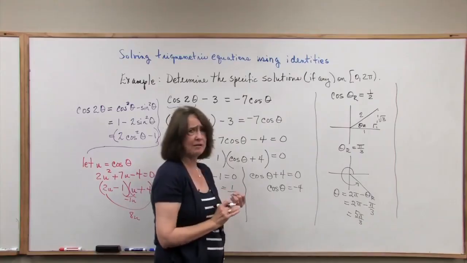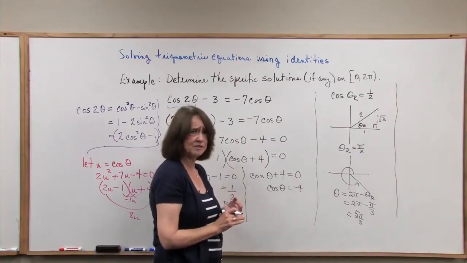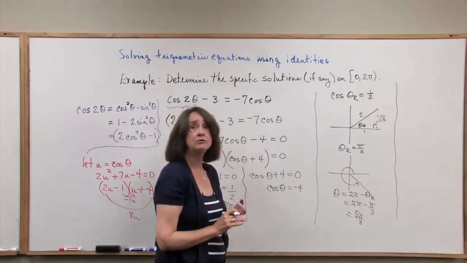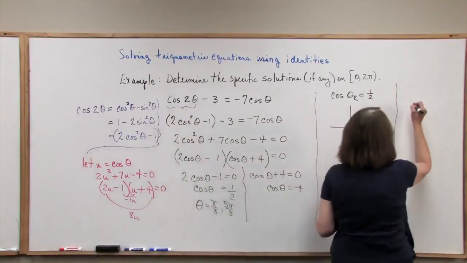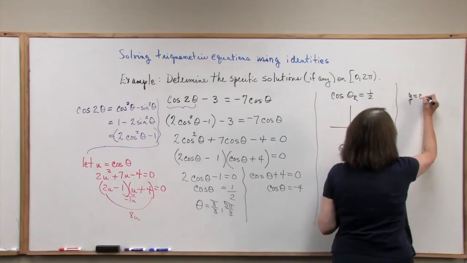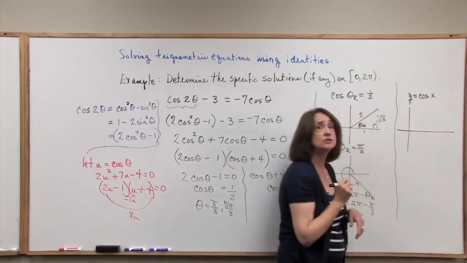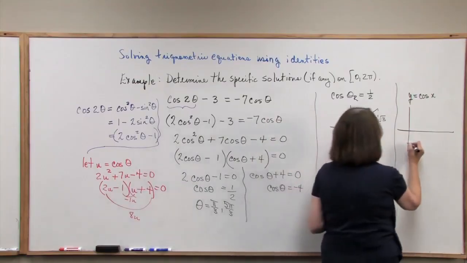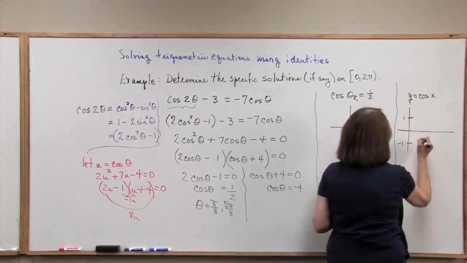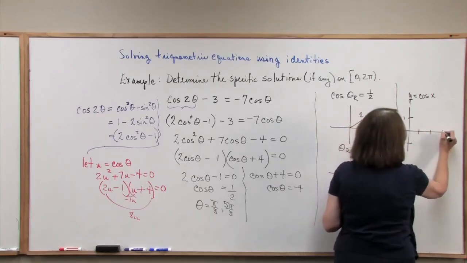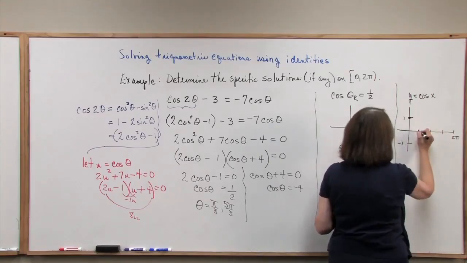I know it's not pi over 3, pi over 4, pi over 6. So let me go to my graph of my cosine function. Y equals cosine x. Maybe I will find solutions there. Here we go, from 0 to 2 pi.